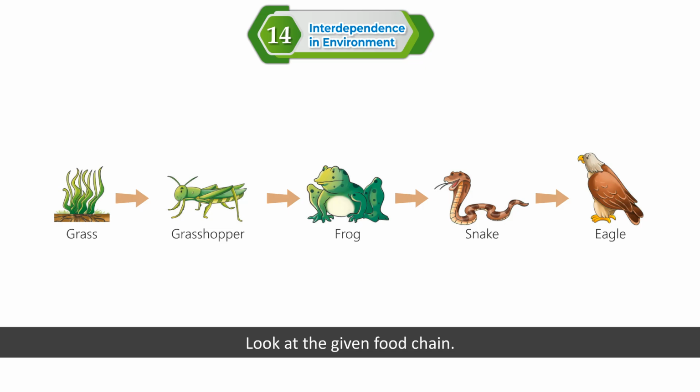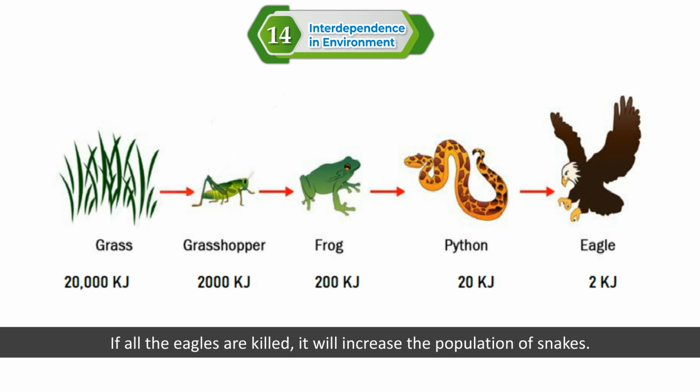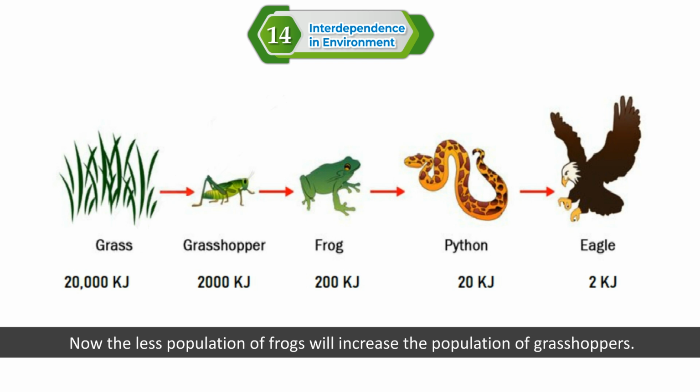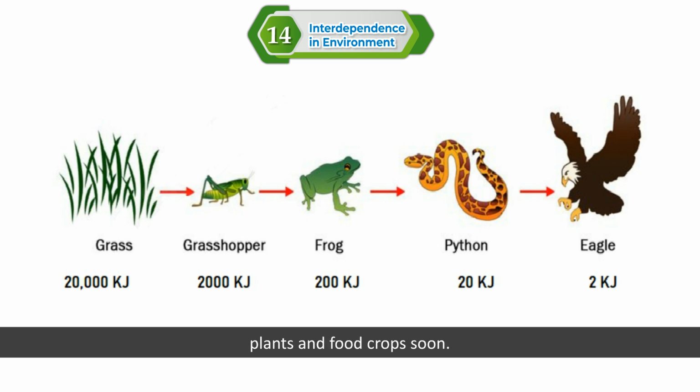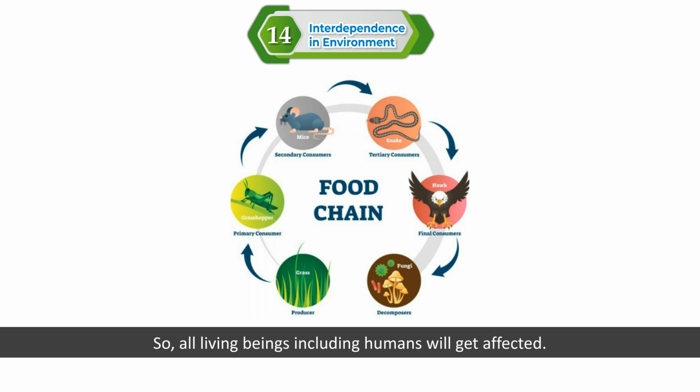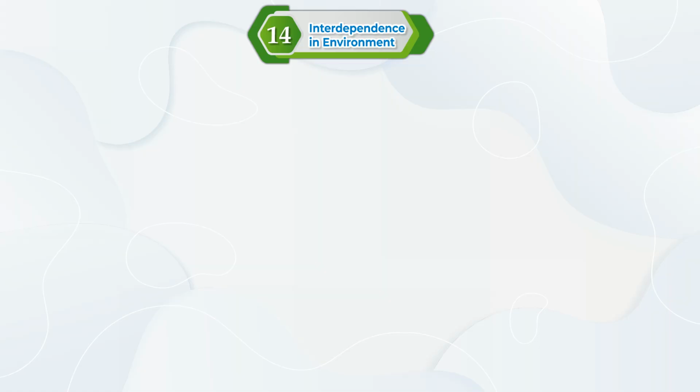Balance in nature. Look at the given food chain. If all the eagles are killed, it will increase the population of snakes. As the number of snakes increases, this will decrease the population of frogs. As we see, snakes feed on frogs. Now, the less population of frogs will increase the population of grasshoppers. We know that the grasshoppers are herbivores and they eat up all the plants and food crops soon. So, all living beings, including humans, will get affected. Thus, we see that the disturbance in any part of the food chain would disturb the balance in nature.